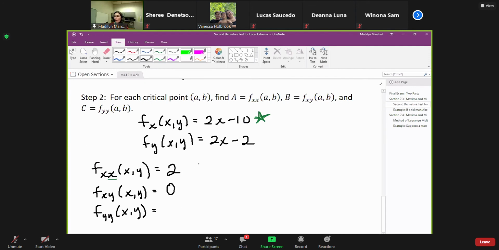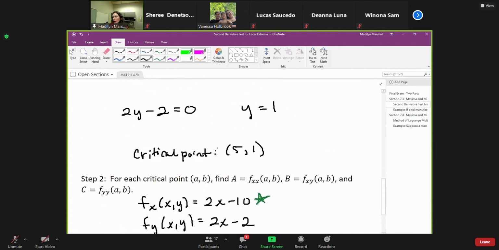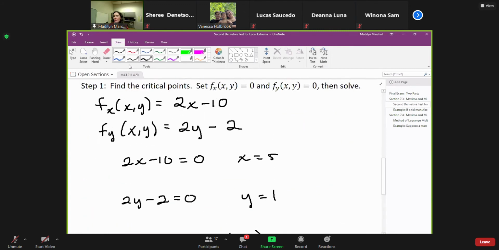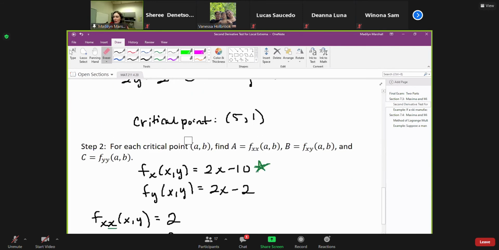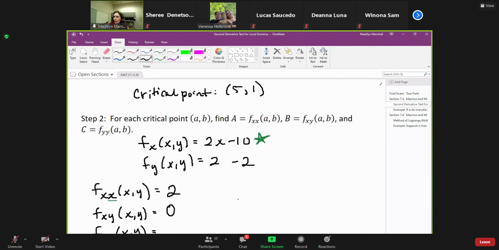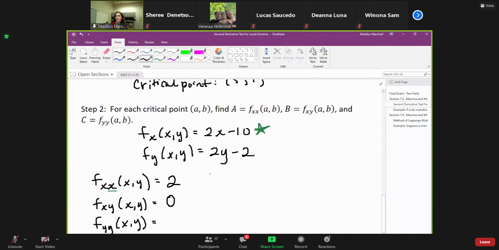As well as Y, Y. Oh wait, I wrote that wrong. I'm just noticing. I'm sorry about that. This should have been 2Y minus 2, not 2X minus 2. Let me fix that. That didn't make sense. Okay, so if I write it down right, this is 2Y minus 2. If we're doing the partial with respect to Y again, it would be 2. Exactly.